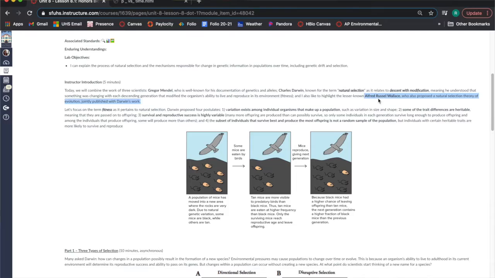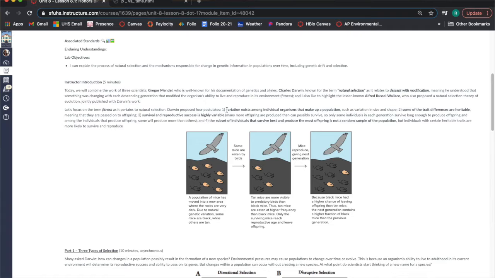I also like to highlight the lesser known Alfred Russel Wallace. He was a naturalist just like Darwin. He also proposed a natural selection theory to explain evolution, and that was jointly published with Darwin's work, or published around the exact same time. But for whatever reason, Darwin is just more well known for his work. Darwin did a lot of his research around the world, but is specifically well known for his Galapagos Islands research. Alfred Russel Wallace, if you read his notes, his work centered around islands in Indonesia. But again, they both observed the same type of behaviors, the same type of changes, the same type of features, and were able to propose this idea of natural selection.